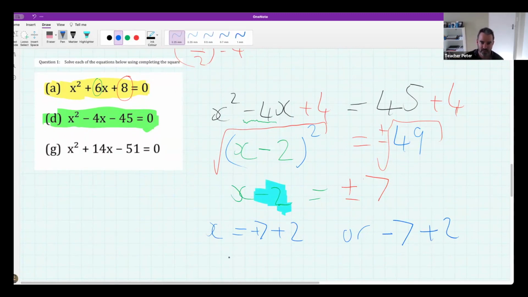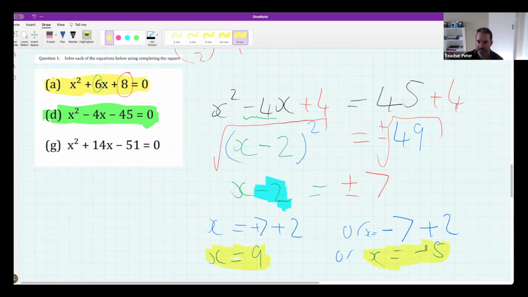And then my answer is going to be x is 9, or x is, sorry, I left something out here. I should have said x equals, minus 7 plus 2 is minus 5. And so my final answer is going to be x is 9, or x is minus 5.